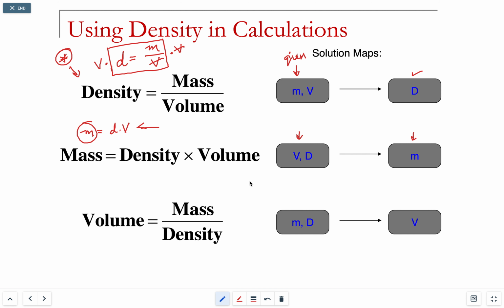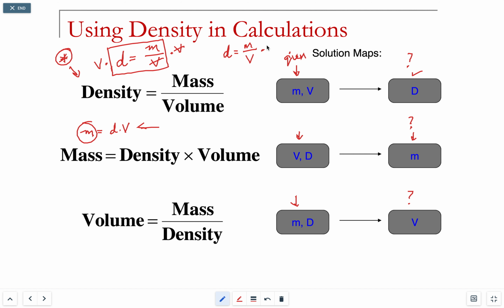Conversely, what if in our problem we're given the mass as input and the density, and we're told to solve for the volume? So these are things that we're solving for. Again, I could start with my equation here. Density is equal to mass over volume, and we need to solve for volume. So if I start here, do the algebra to isolate volume.